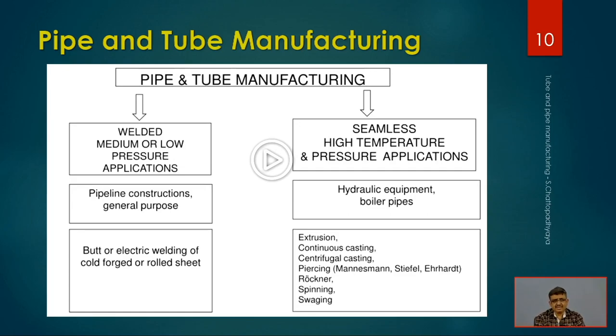I am not going into those details, but the main standard forms of producing seamless pipes, no joints, are extrusion, very popular. Then continuous casting, long lengths of those pipes and tubes can be manufactured by a continuous casting line, and centrifugal casting. So there is a special type of casting where the molten metal is rotated in order to form the hollow inside, so the pipes can be made, and the piercing. And there are some varieties associated with the German manufacturers, then spinning, swaging, and all those things are associated with the manufacturing methods of pipes and tubes for the seamless cases.